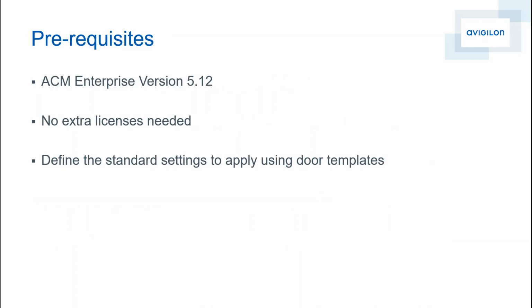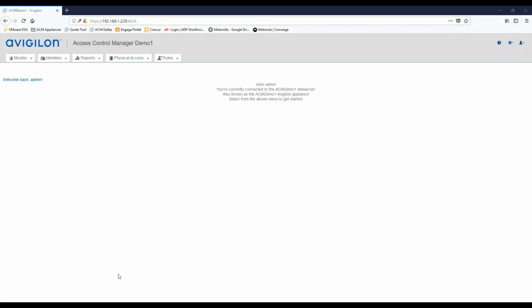You should be running ACM Enterprise version 5.12 or above. No extra license is needed. This is part of the ACM standard enterprise license. I would suggest also that you define the standard settings that you want to apply for a door template. Make sure that you understand what those settings are that you want to standardize, so when you create a door template, it goes smoother and it's easier.